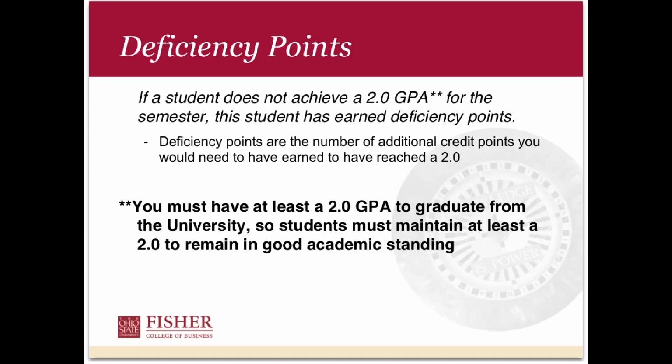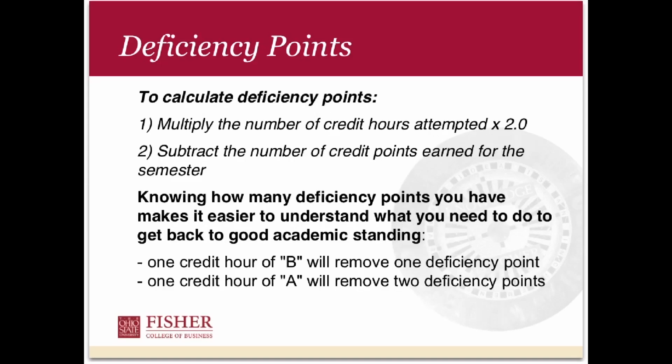The deficiency point system is used to represent how many additional credit points the student needs to earn to reach a 2.0 GPA. To calculate deficiency points, first multiply the number of credit hours attempted that semester by 2.0. Next, subtract the number of credit points earned for the semester from the number you calculated in the first step. Deficiency points are meant to give students an idea of what kind of grades they need to earn in order to get back in good academic standing.